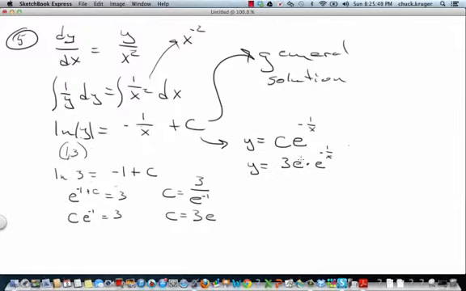Now, e has an exponent of 1, and the bases are the same, so you add the exponents. So I can go one step further and say I have 3e to the negative x plus 1 power.